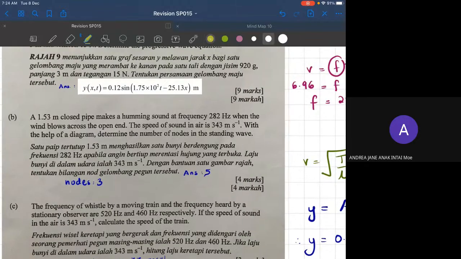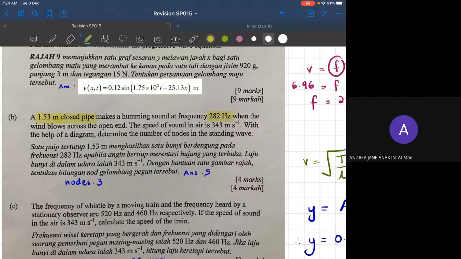Okay, so let's read the question. Okay. So a 1.53 meter closed pipe. So ni adalah closed pipe tau yang dua-dua tutup tu. Okay, closed pipe makes a humming sound at a frequency of 282 Hz when the wind blows across the open end. Maksudnya dua-dua tak tutup rupanya.